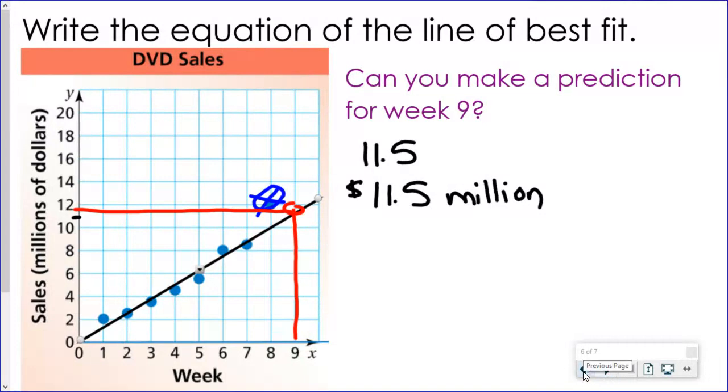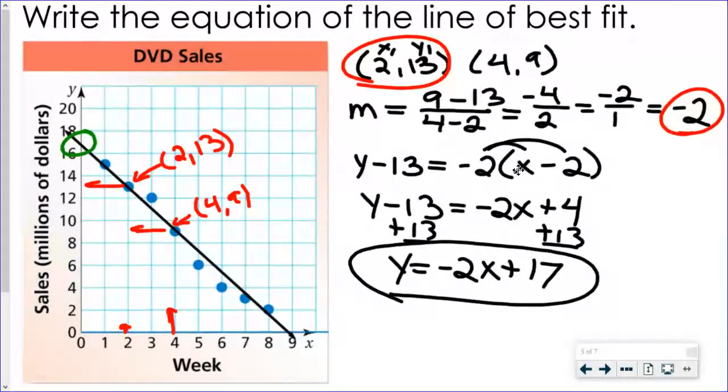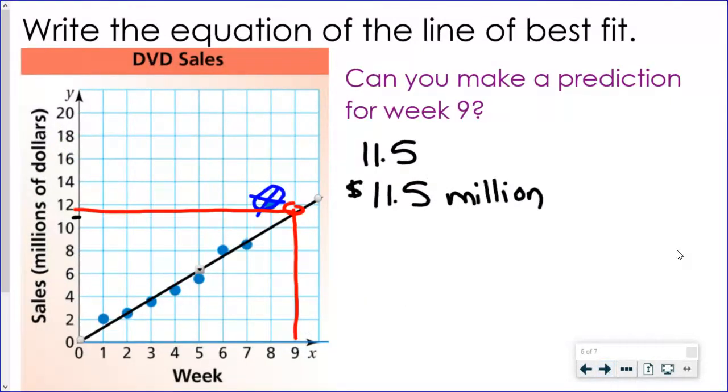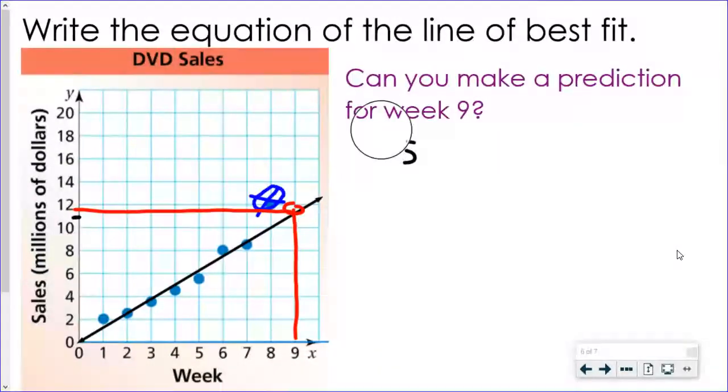Okay. I could find the equation doing the same thing and then plug in a 9 if I wanted as well. It all depends. Sometimes it'll just say predict it from the equation. Okay, this is if I didn't say write an equation. If I said write an equation, I would have to find 2 points.